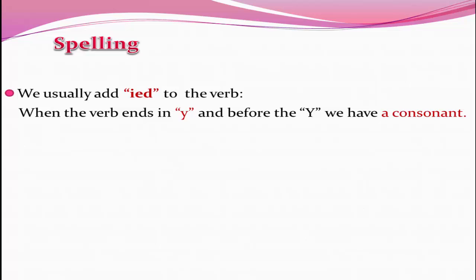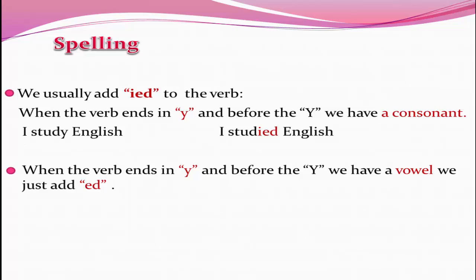And here we go. I study English. The last letter in the verb study is Y. Before the Y we have D. D is a consonant. So we change the Y into ied. We throw the Y away and we put ied. Another thing we have to pay attention to is when the verb ends in Y and before the Y we have a vowel, we just add ed. For example, I play soccer. Play ends in Y. Before the Y we have A. A is a vowel, so I just say I played soccer, so I add just ed, not ied, just ed.